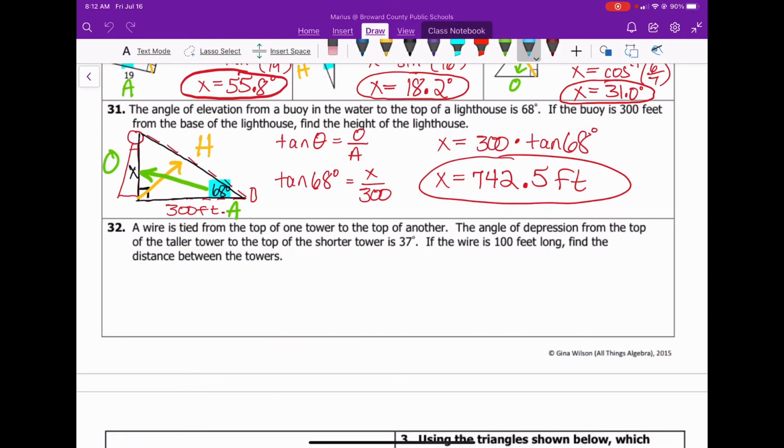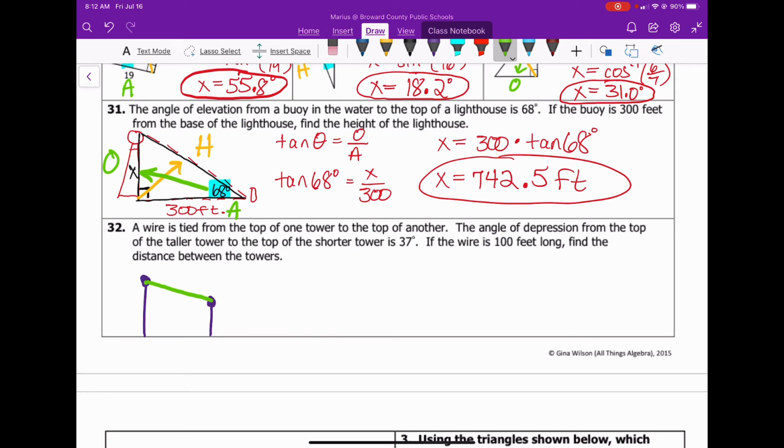All right, number 32. It says a wire is tied from the top of one tower to the top of another. The angle of depression from the top of the taller tower to the top of the shorter tower is 37 degrees. If the wire is 100 feet long, find the distance between the two towers. So let's draw this out. Let's say this is one tower. Here's the other tower. This is obviously the shorter one. And then we have a wire from the top of one to the top of another.